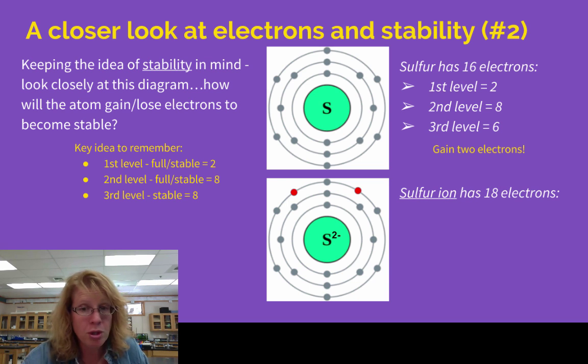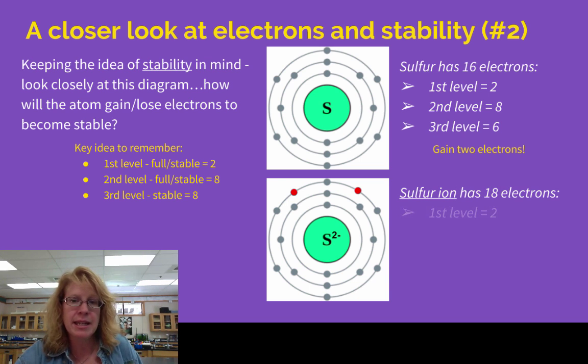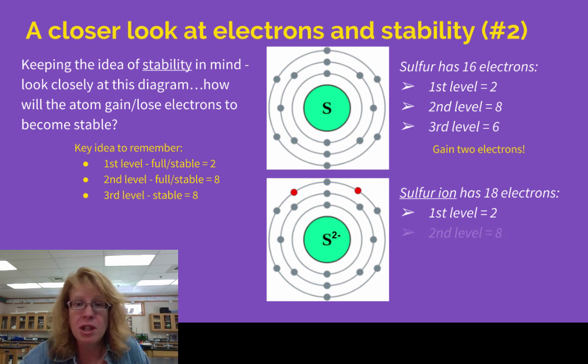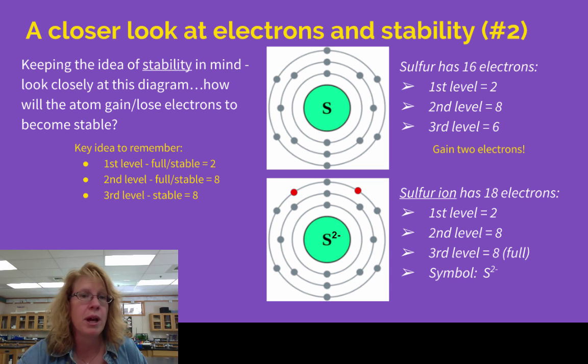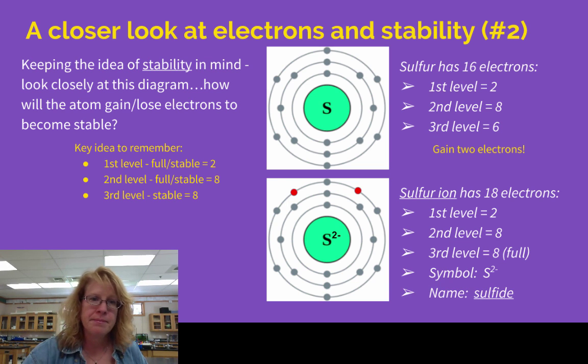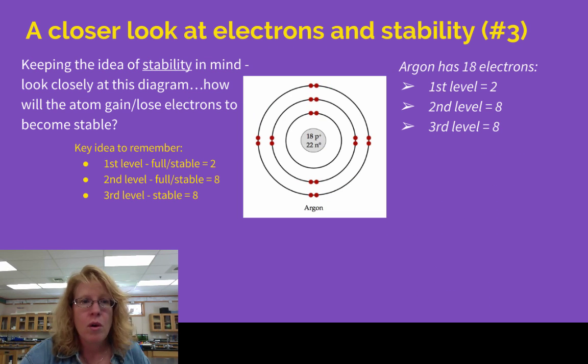So it now has a total of 18 electrons. It started with 16, gained 2 more. First energy level hasn't changed. Second energy level hasn't changed. But now the third energy level is full, and this is considered to be stable. So this is the sulfur ion, also known as sulfide, and it's got an S with a 2- charge after it. Okay. What do we do with this?